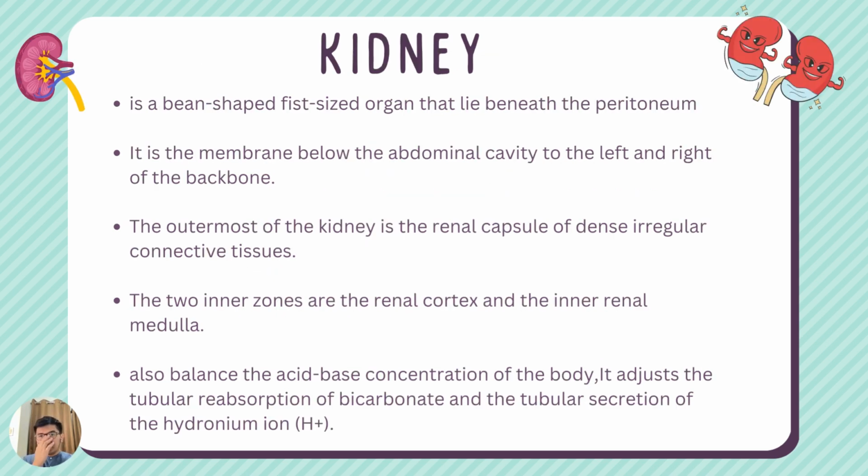Next, we're gonna move to the kidney. It's a bean-shaped and fist-sized organ that lies beneath the peritoneum. It also lies below the abdominal cavity, to the left and right side of the backbone. The outermost layer of the kidney is the renal capsule of dense irregular connective tissue. It has two inner zones, and these are the renal cortex and the inner renal medulla.